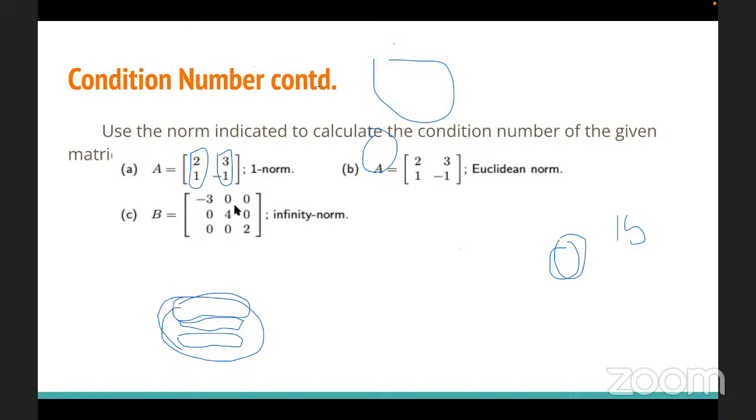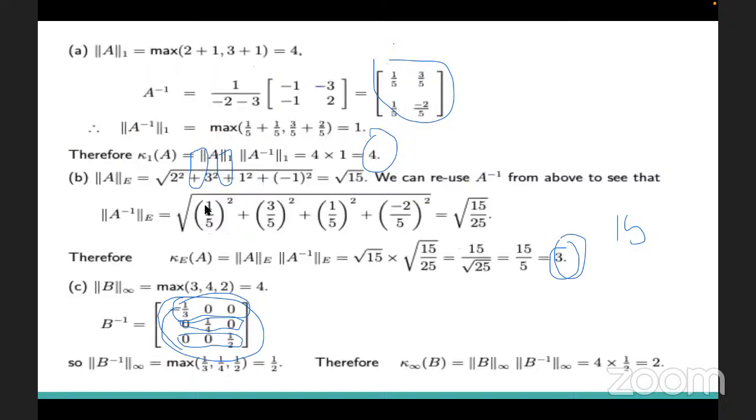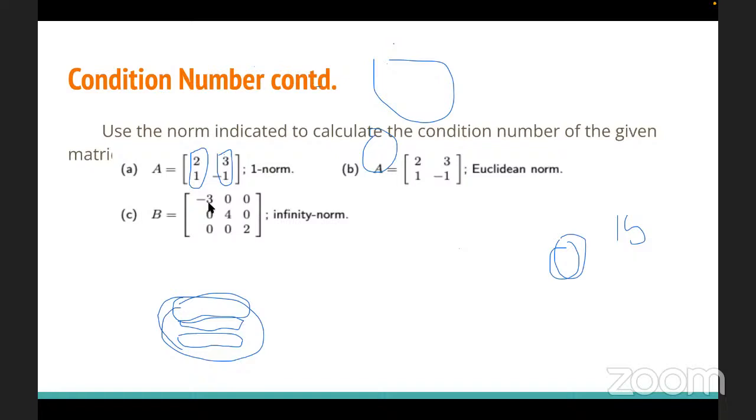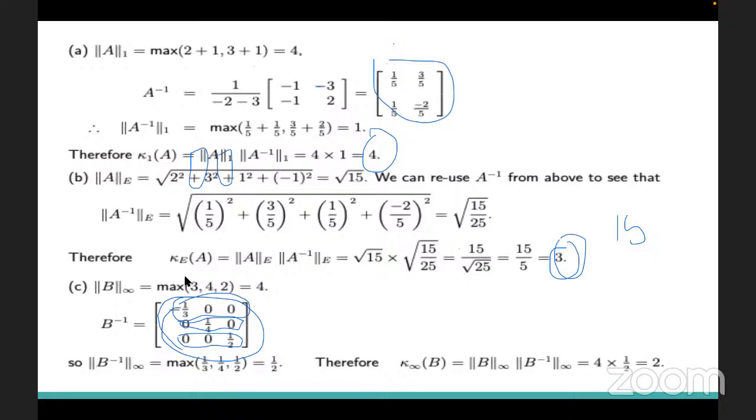Very simple, it's 4, right? Because we are using absolute value. So 3 plus 0 plus 0 will give you 3. 4, same thing for 4, same for 2. So the norm of this 3 by 3 matrix is 4. By the time you find the inverse using this method, and you also find the norm of that, you get 1 over 2. By the time you multiply 1 over 2 by 4, the condition number for this matrix is 2.